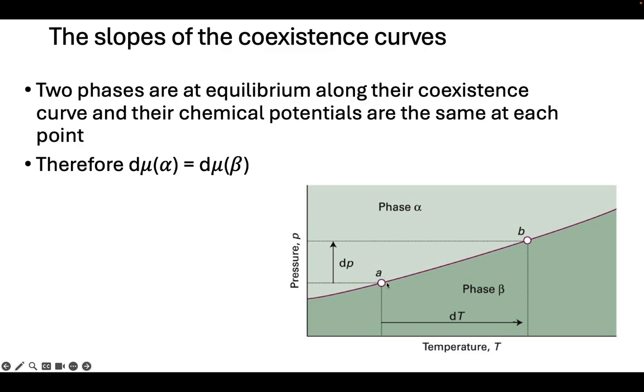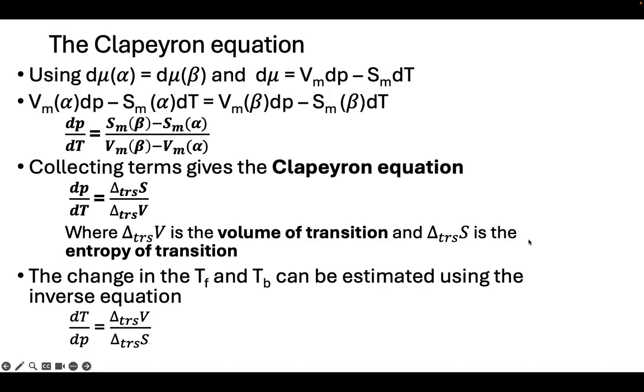Or rather, the chemical potential is going to change, but it's going to change the same amount for both phases, right? Because they have to be equal here and here. That's how we're going to do this derivation. So the change in the chemical potential of each phase must be equal as we change the pressure and the temperature.